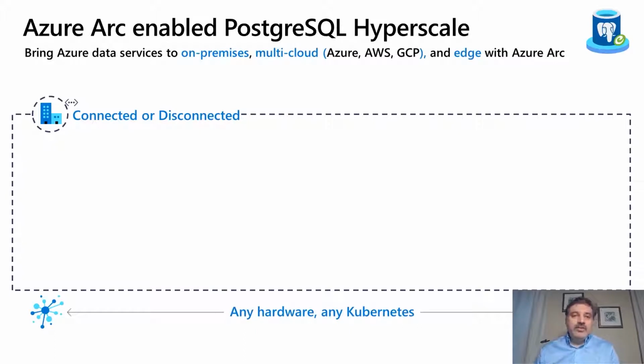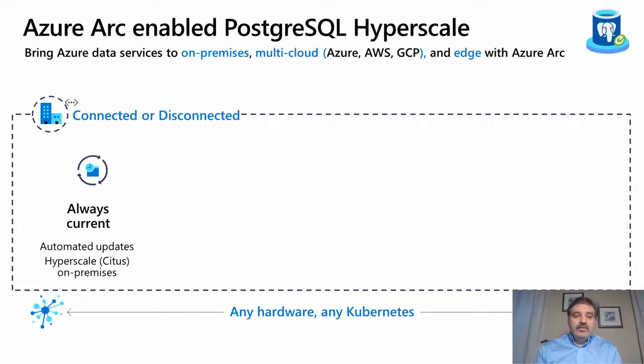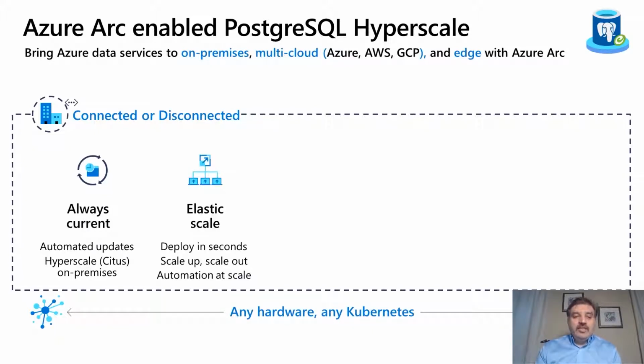So what is Azure Arc enabled Postgres Hyperscale? Azure Arc makes it possible to run Azure data services on premises, at the edge, and in public clouds such as Azure, AWS, or Google Cloud. With the software provided by Azure, it is always current. It's automatically updated, and you can scale your infrastructure using that same automation.